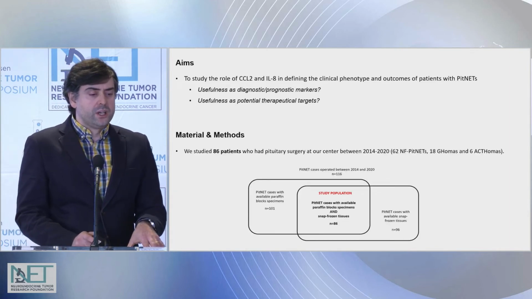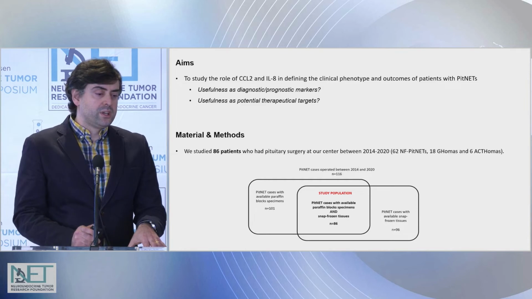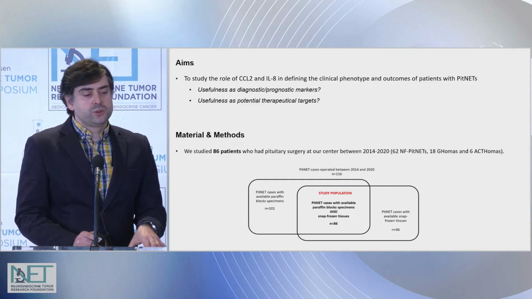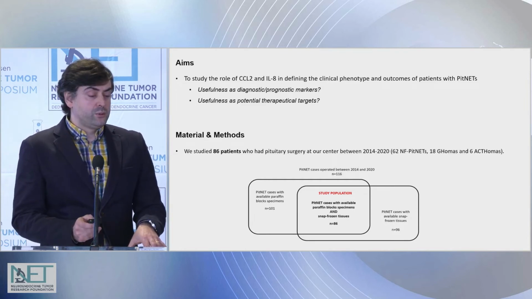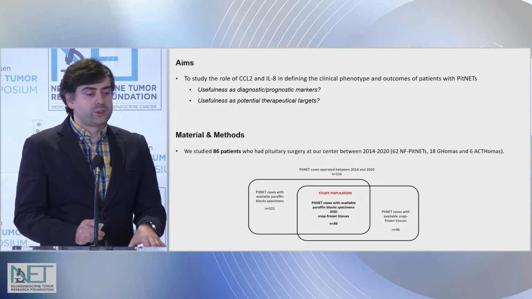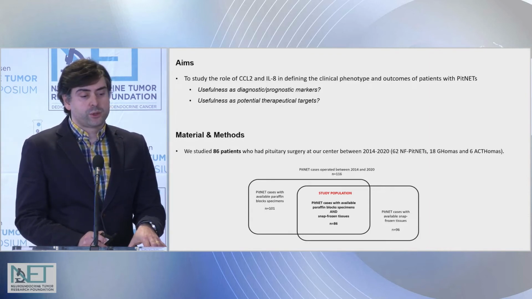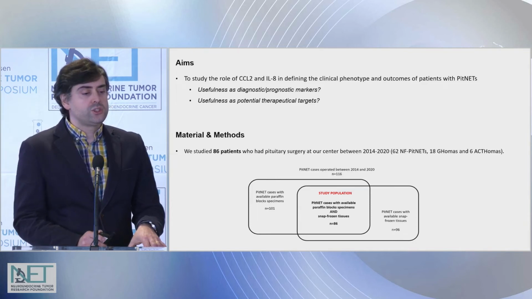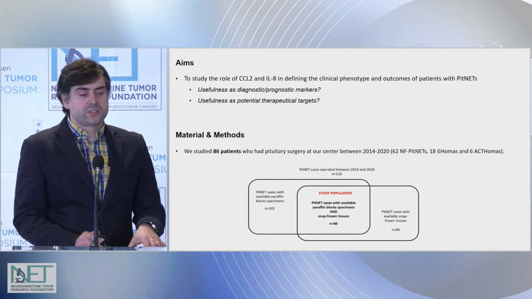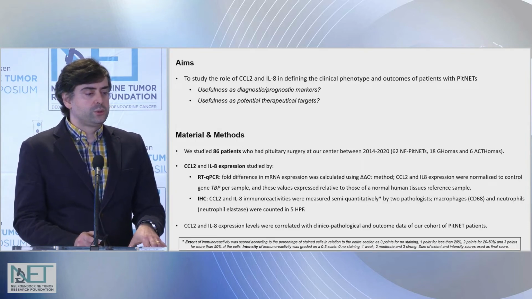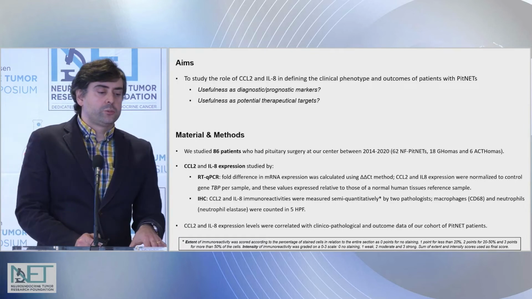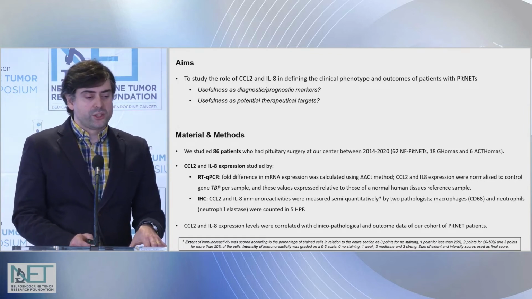So we have a cohort of 116 cases with paraffin blocks and snap-frozen tissues. Because we focus on cases where we have both samples available for RNA and protein studies, we ended up with 86 patients who had pituitary surgery at our center between 2014 and 2020. And then we looked at the expression of CCL2 and IL-8 by RT-qPCR and immunohistochemistry. And then we went on to correlate with clinical, pathological, and outcome data of our cohort of patients.